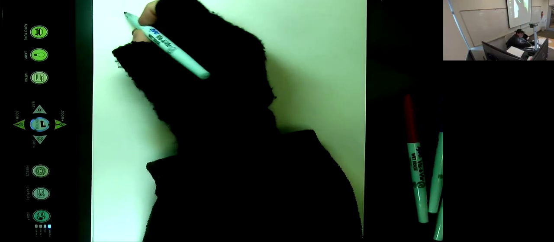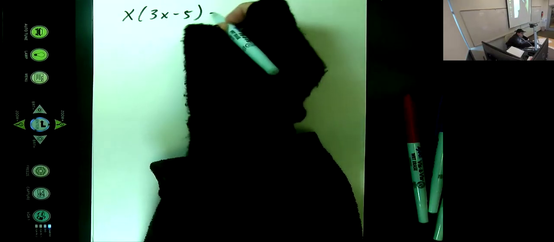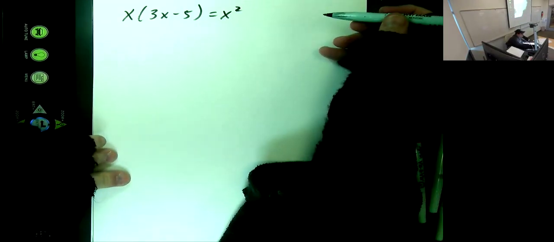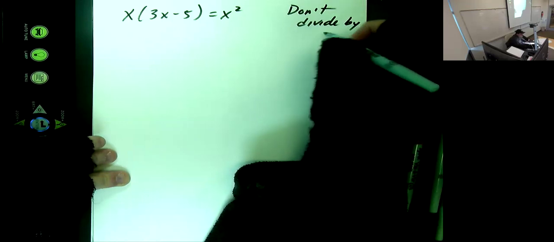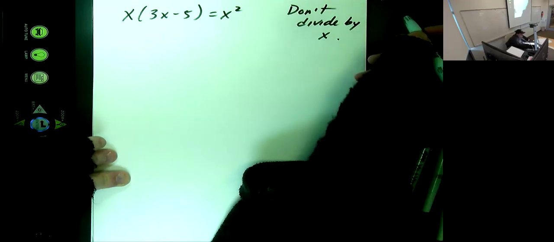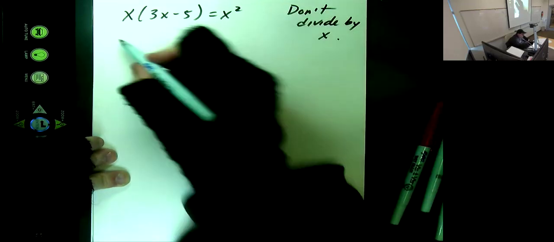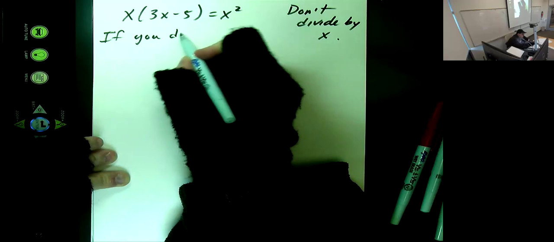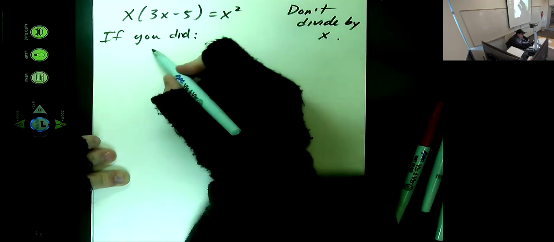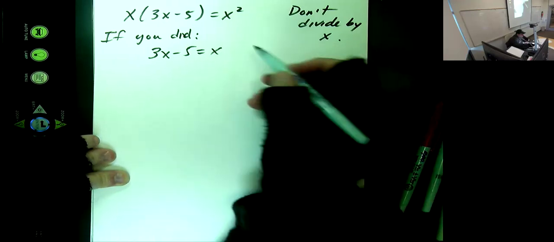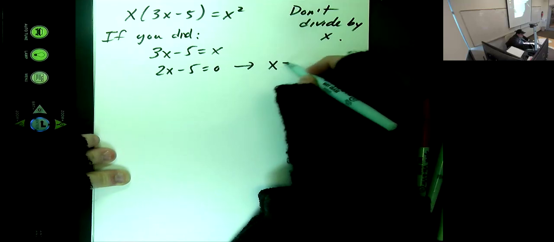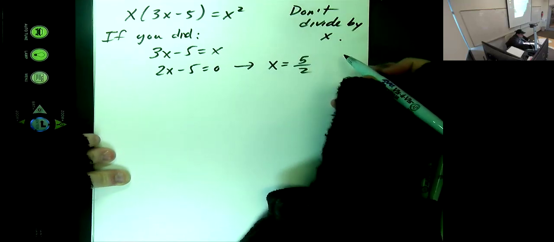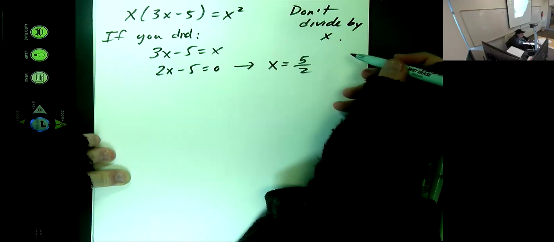If we had something like x times 3x minus 5 equals x squared, don't divide by x, you may be inclined to. If you did, you get 3x minus 5 equals x. You would solve, you get 2x minus 5 equals 0, and you would get x equals 5/2, which I'm sure is still one of the answers.